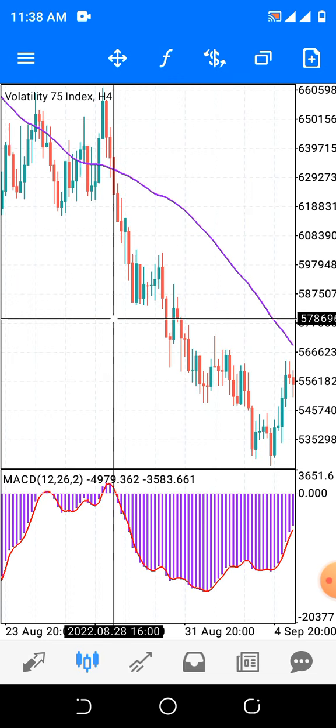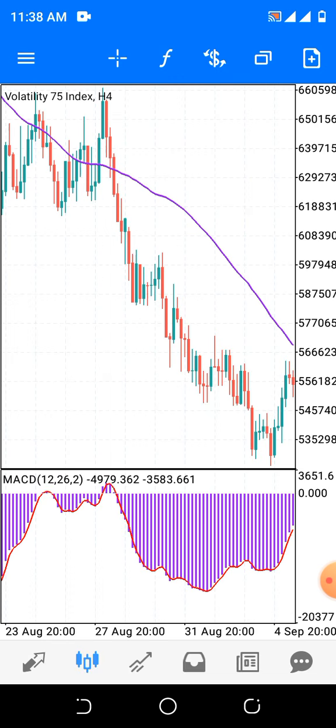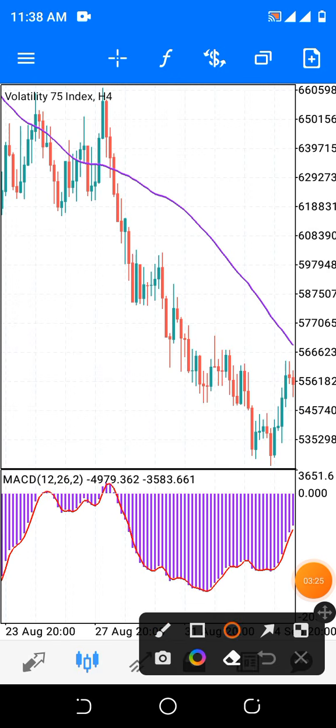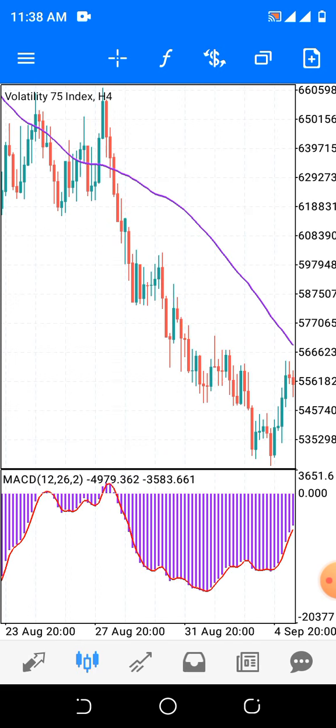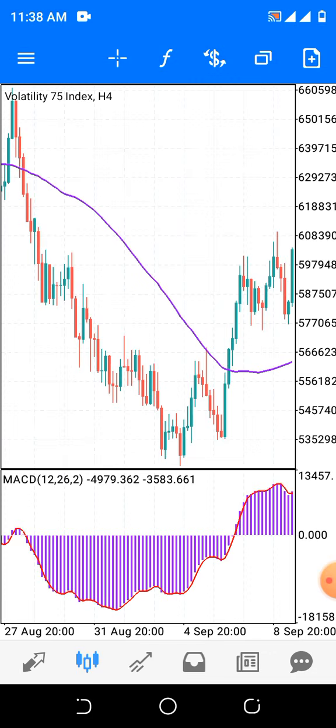So you make your entry there, and this is a huge profit. Now, if you are following this strategy, I don't see any reason why you will blow your account again. I don't see any reason why you will not be in consistent profit. So follow this strategy and you will make it.